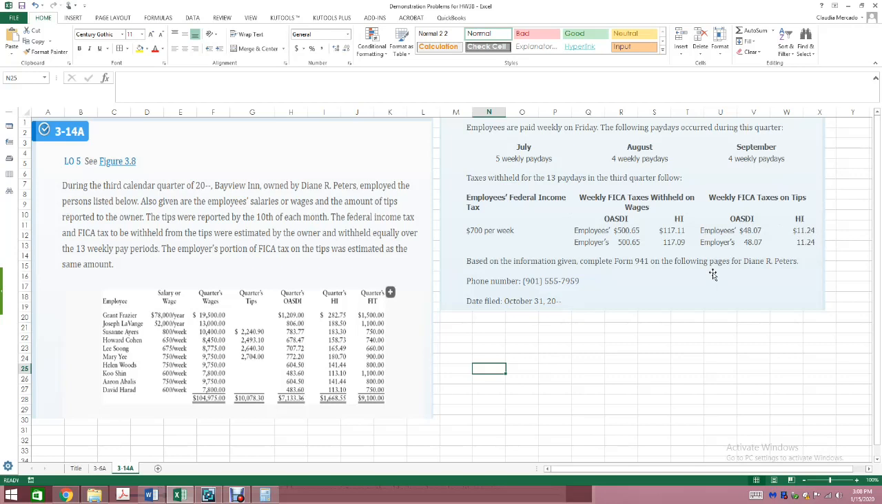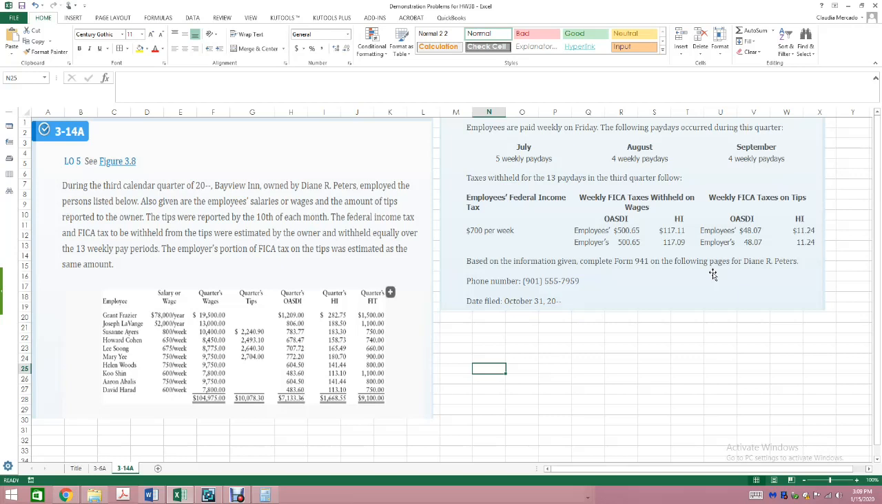So what does this information mean? That is the amount that was taken out from their paycheck and that the employer put into the respective tax account to be able to pay for their taxes whenever they came due. Okay? Now, it's telling you, based on the information given, complete Form 941 on the following pages for Diane R. Peters. And they give us a phone number and the date filed.